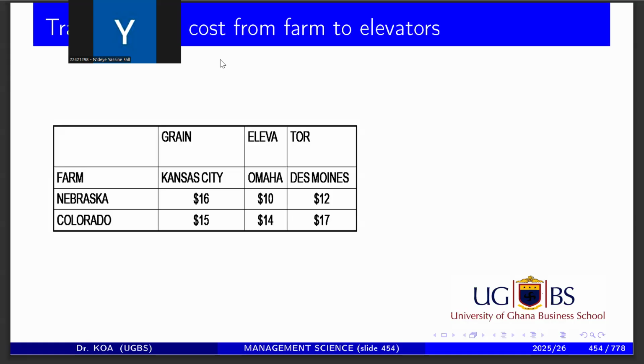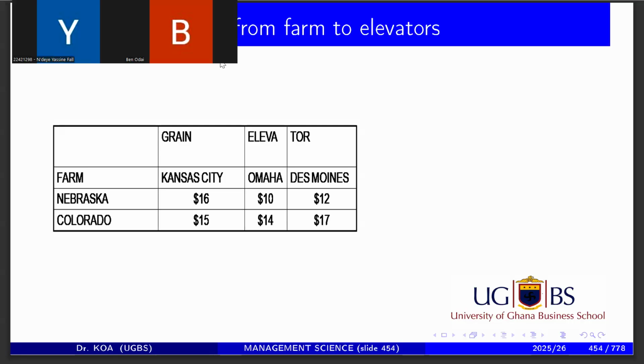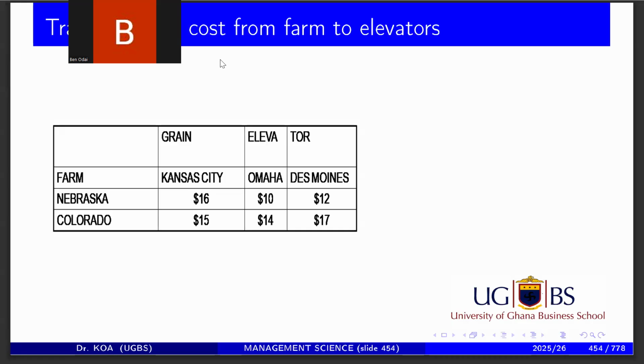Yes, because you are moving from, let's say, Nebraska, but the final destination is Chicago, so it will just pass through Kansas City. Everything is important. When I was showing you the picture, everything matters. Ben? That will become 8. Yes, it will become 8.